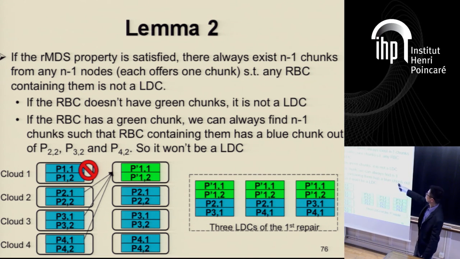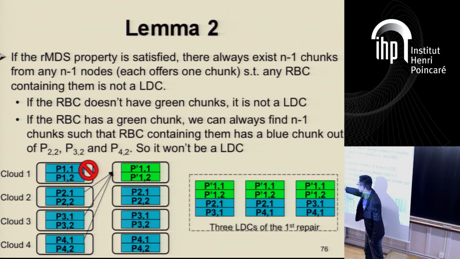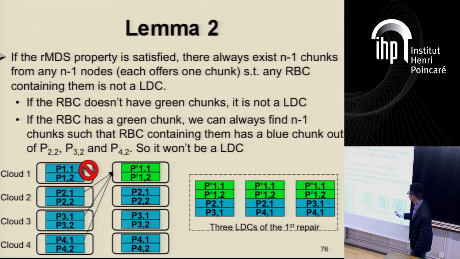So we can always find N-1 chunks such that the RBC containing them will have a blue chunk out of these three chunks. And these three chunks are not included in these three LDCs. So this kind of RBC is not an LDC. That is the second lemma.